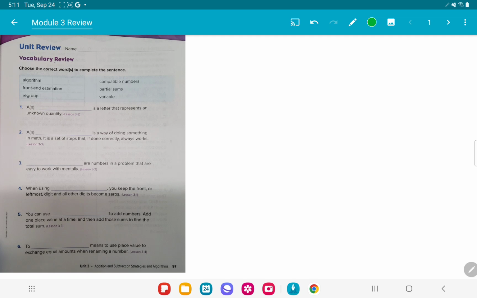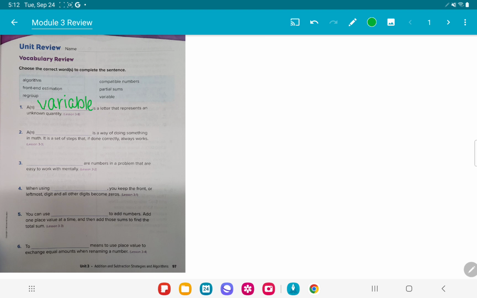So question number 1. A blank is a letter that represents an unknown quantity. We know when we have an unknown quantity in an equation, we use a letter called a variable to represent that amount.